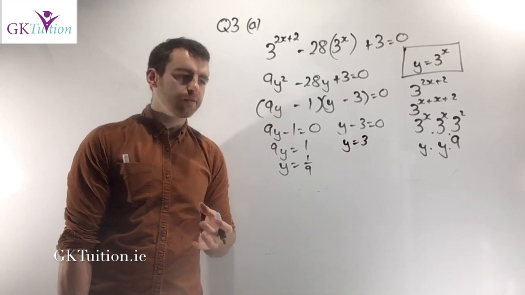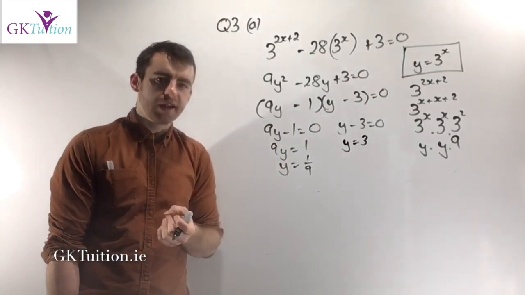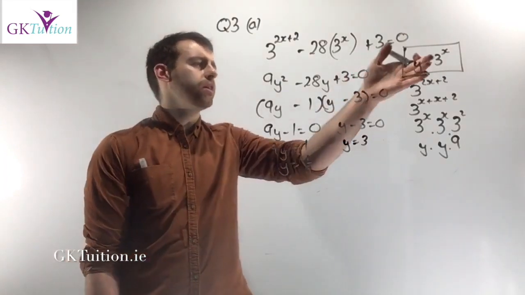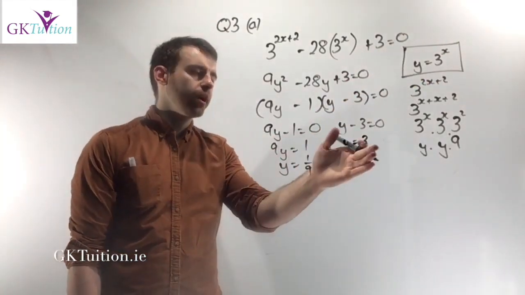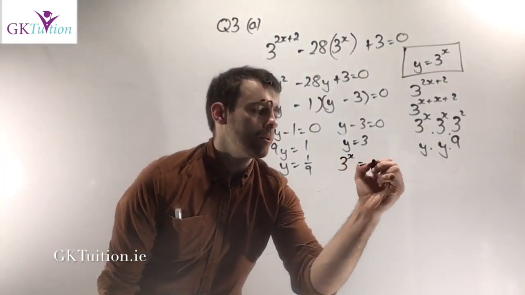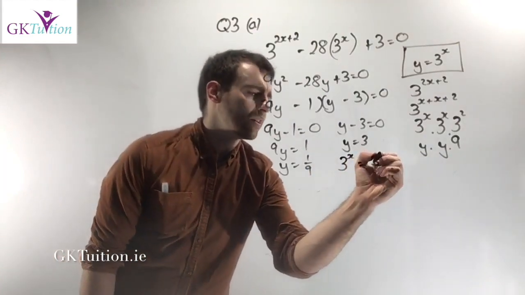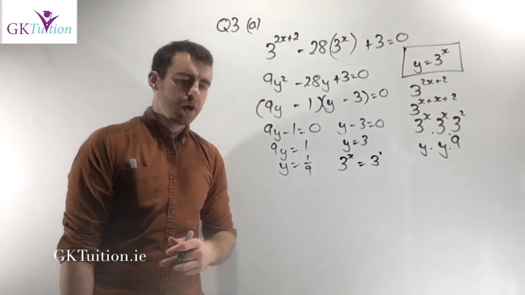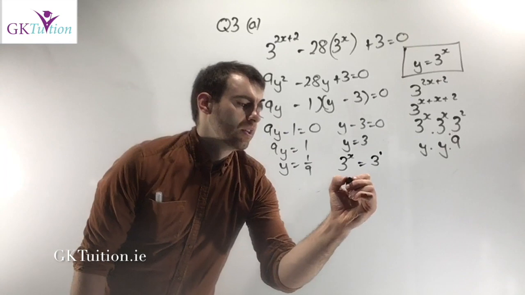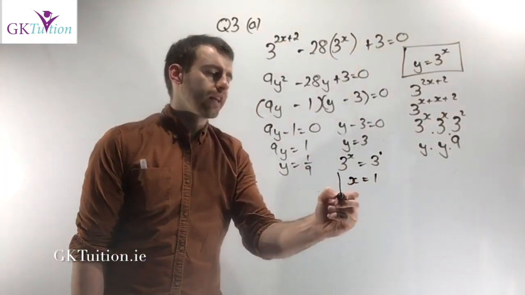Once I've found values for y, I need to go back on my substitution to find the corresponding values for x. I know that y is equal to 3 to the power of x, and I know that y is equal to 3. That tells me that 3 to the power of x is equal to 3. If 3 to the power of x equals 3, obviously the right hand side is actually just 3 to the power of 1. The 3's cancel, and I'm actually just left with x is equal to 1. So that's my first answer, x equals 1.